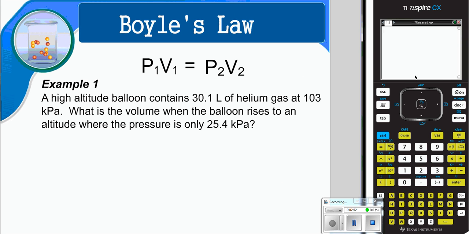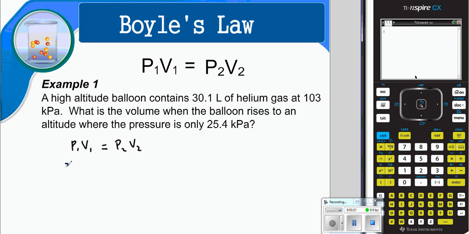So let's do a sample problem considering Boyle's law. A high-altitude balloon contains 30.1 liters of helium gas at 103 kilopascals. What's the volume when the balloon rises to an altitude where the pressure is only 25.4 kilopascals? So we have this flexible container, this balloon, and we're going to change the pressure and see what happens to volume. So P1 V1 is going to be equal to P2 V2.